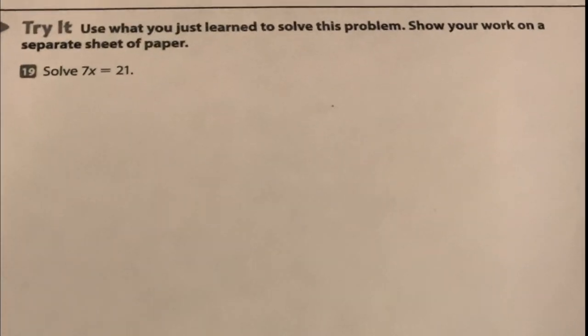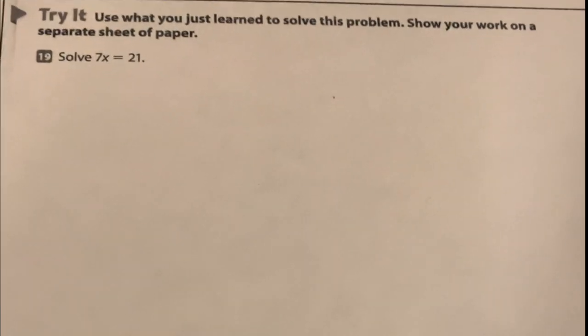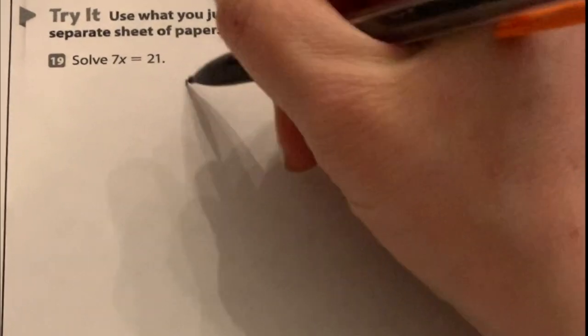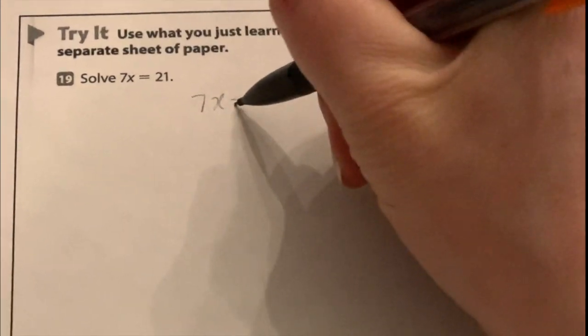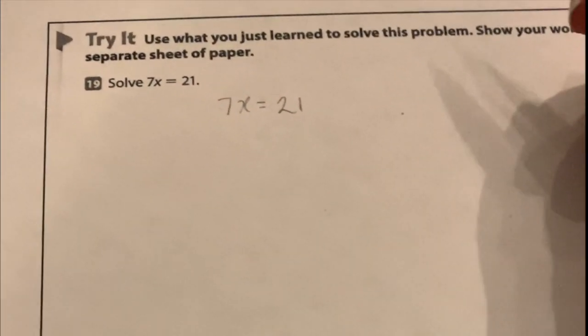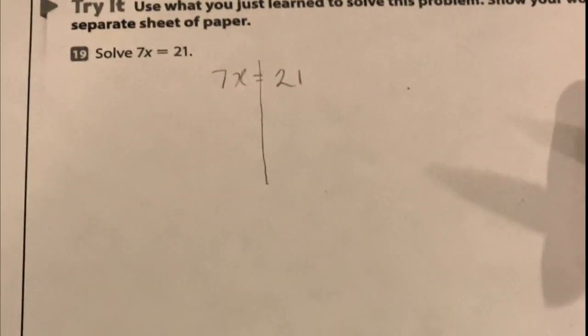Okay, to finish off today, we're going to do one last question. We're going to do the try it, and I'm going to walk you through the steps one more time. This time we're not going through all of those fill in the blanks. So we're going to solve 7x equals 21. You know I always like to rewrite our problem like this. 7x equals 21. First thing we do is separate the two sides of the equation.